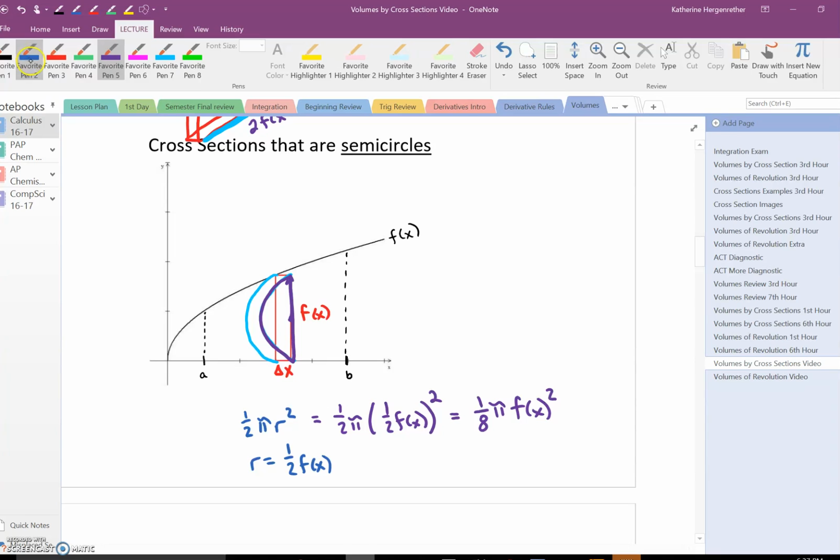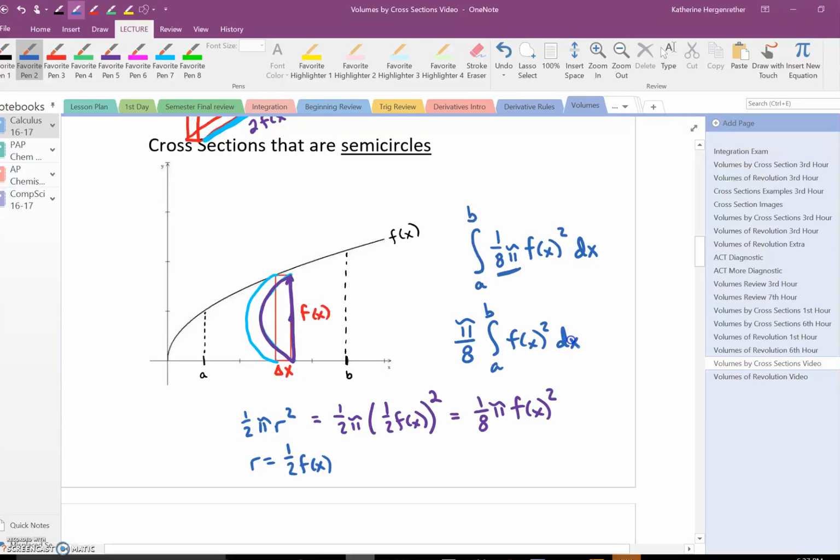But we have to add the third dimension to it, which is our delta x, to give it a volume. So when we write the equation for adding up these semicircles, we'd go from a to b, and we'd have 1/8 pi f of x squared, and have a dx, for delta x. And again, like last time, we can move numbers out front, and pi is also a number. And so a lot of people like to combine this as pi over 8 instead of writing 1/8 pi. Go from a to b and have f of x squared.